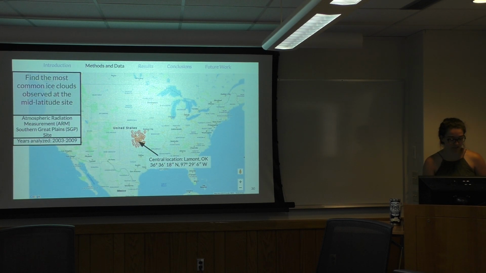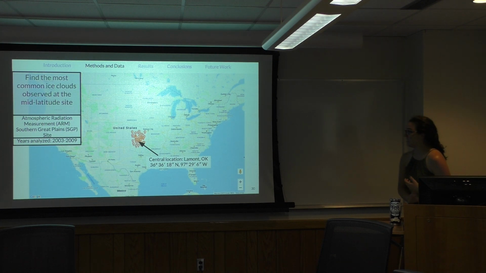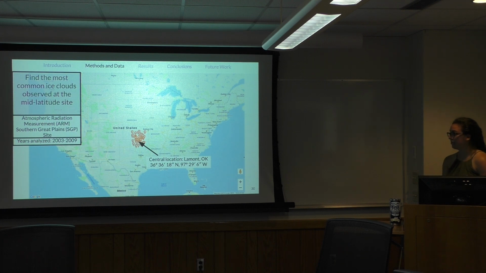So we use the data from the Atmospheric Radiation Measurement Southern Great Plains site. It's located in Oklahoma, and the data that we analyzed from this site was from 2003 to 2009. So this site has a variety of surface-based instruments that measure various atmospheric properties.